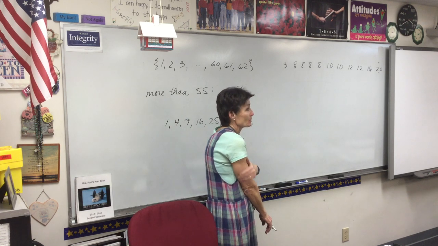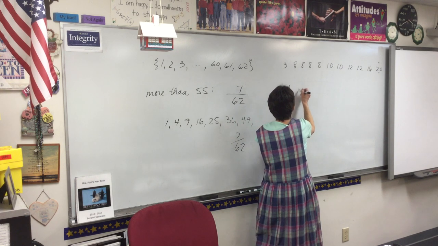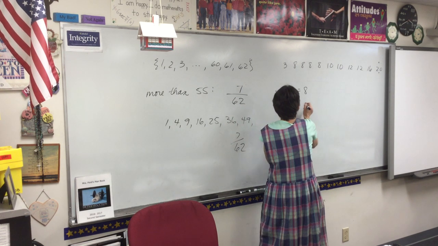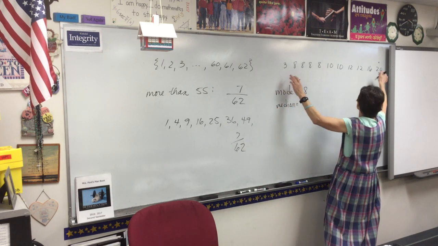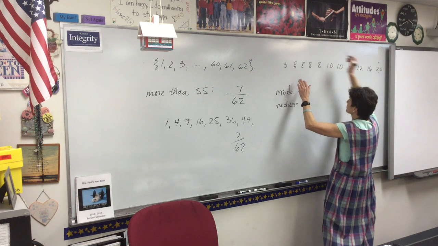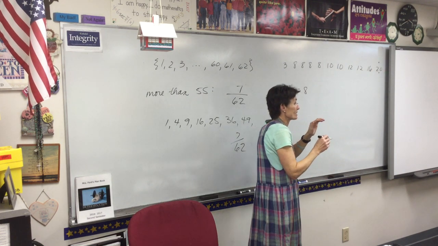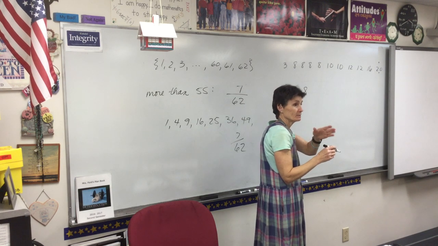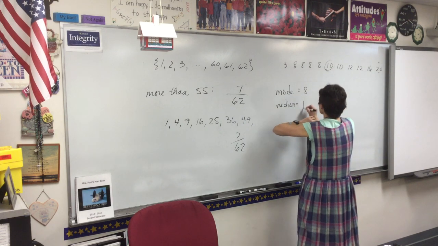Now, once you do that, it's pretty easy to see. What's the mode? 8. Yeah, the mode's 8. What's the median? 10. So for the median, you can either just start taking them off from either end, or you can figure that since there's 11 of them, it would be the sixth one. So 1, 2, 3, 4, 5. So this is the median right here.